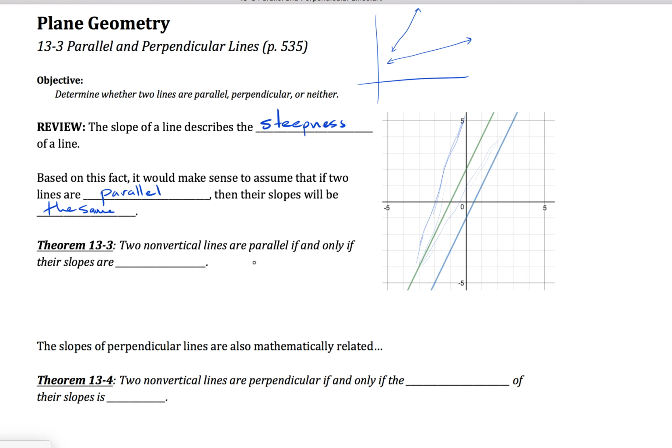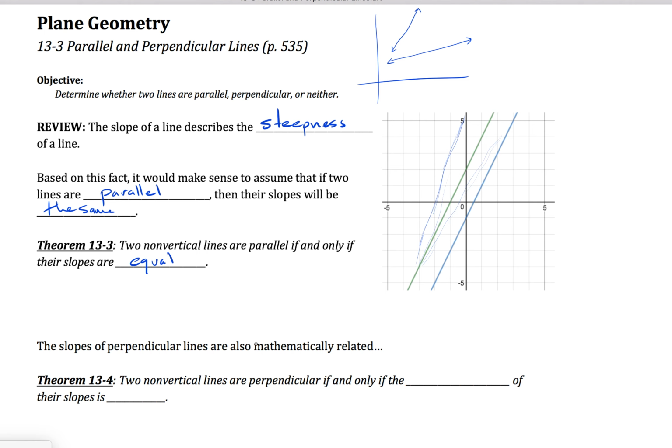We actually don't have to assume it. There is a way you can prove it. That's why this is going to be a theorem. But for now, we can kind of just get the general idea. We can kind of see why that would be true, right? Two non-vertical lines are parallel if and only if their slopes are equal, right?